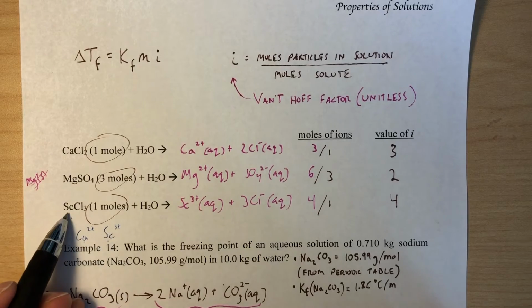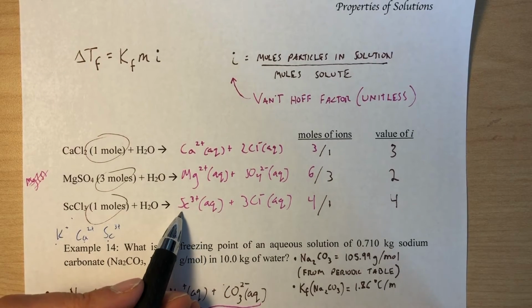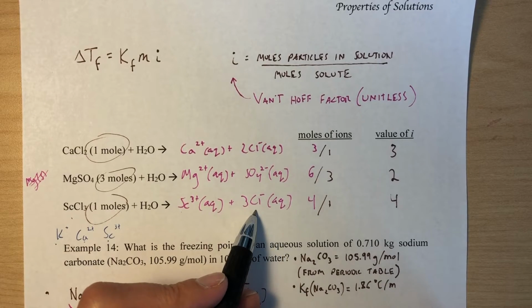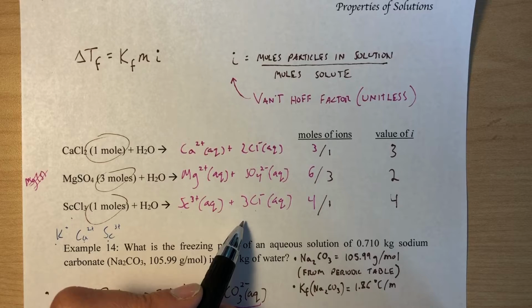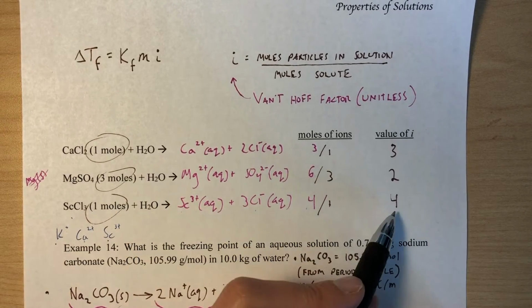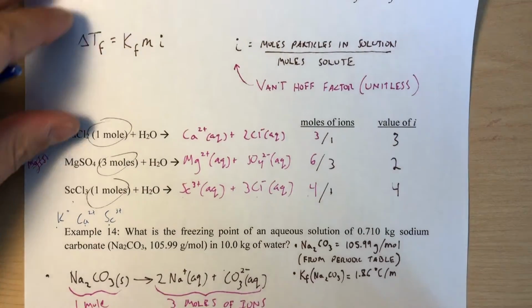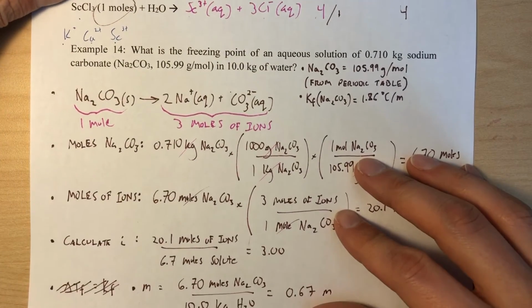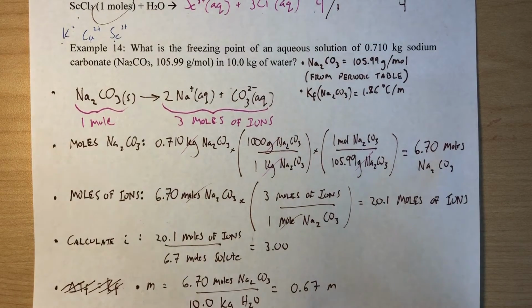So we can predict that scandium trichloride would break up into a scandium 3+ and 3 equivalents of chloride, giving us a total of 4 equivalents of ions in solution. So we would have 4 moles of ions and 1 mole of solute, giving us a Van't Hoff factor of 4. Now in example 14, we are going to use the Van't Hoff factor to determine the new freezing point of a solution once we've introduced an electrolyte solute.